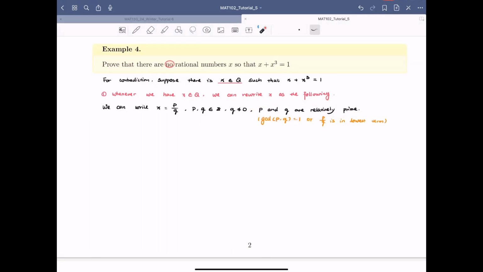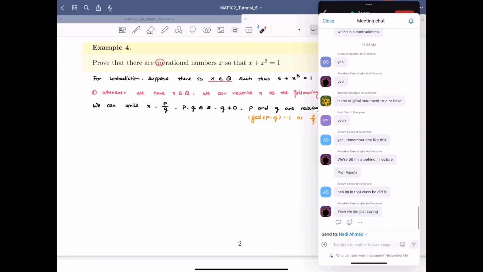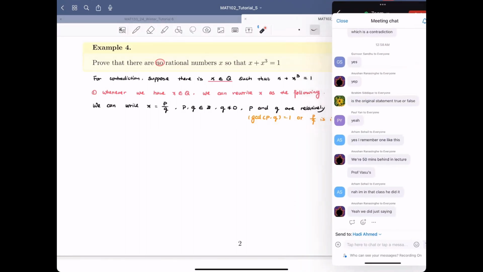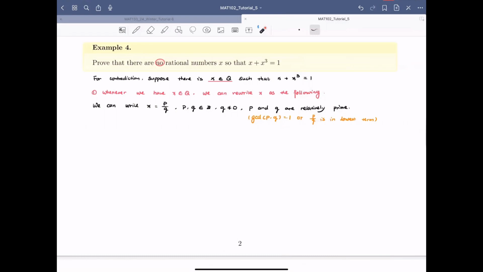You will see such things again in chapter 6. In chapter 6, I'm literally going to come back and tell you I told you so. I'm telling you right now. So whenever you have an element that's rational, you can say this is the same as p over q, where p, q are integers, q is not 0, p and q are relatively prime. Any questions so far? No? I suppose not. If you have any question, please just type in the chat. I'll check regularly. Now, since I have this, I can plug it back into this equation.